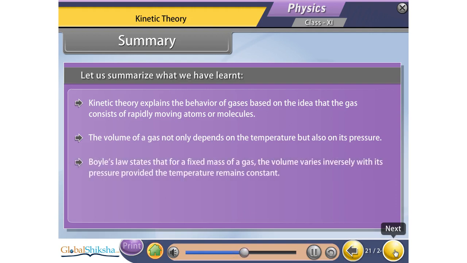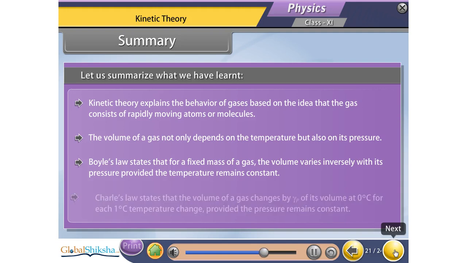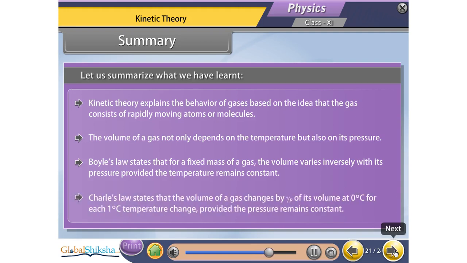Boyle's law states that for a fixed mass of a gas, the volume varies inversely with its pressure provided the temperature remains constant. Charles's law states that the volume of a gas changes by gamma p of its volume at 0 degrees centigrade for each 1 degree centigrade temperature change, provided the pressure remains constant.